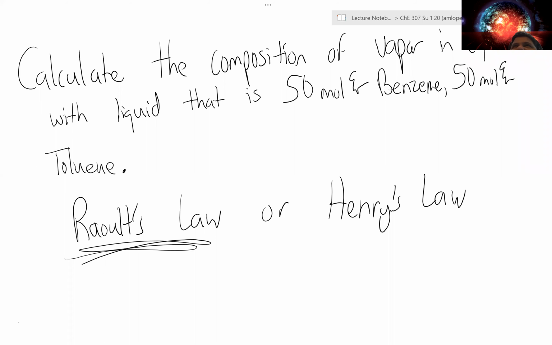So at the end of the day, it's maybe not going to matter as much for a system like this because the substances are a little similar. But I would use Raoult's law primarily because the vapor pressure data is a lot easier to find than Henry's law constants.